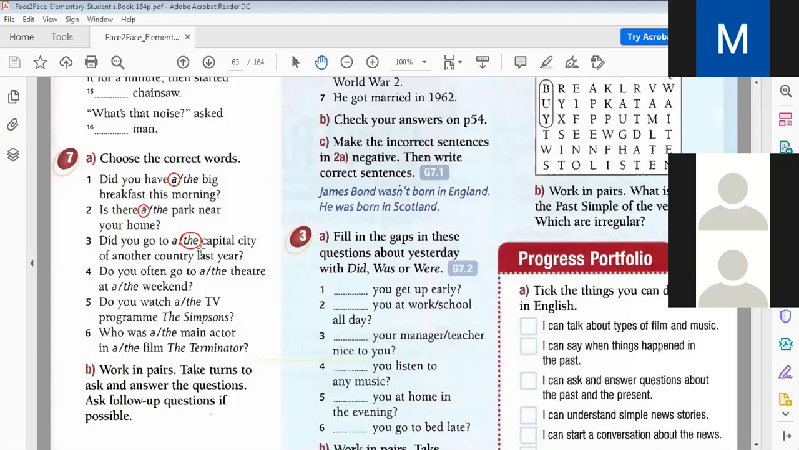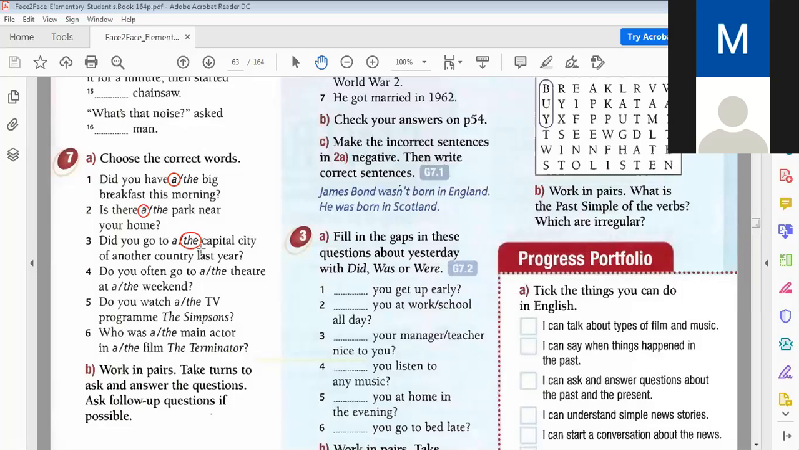Did you go to the capital city of another country last year? That's correct. But why? Why do we have to use the? What is the reason for using the in this case, Omnumedia? In your opinion? I didn't attend the last class, but I felt that the fits better. Your answer is correct.